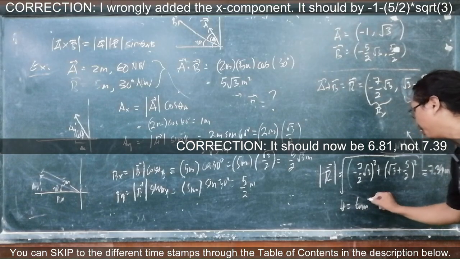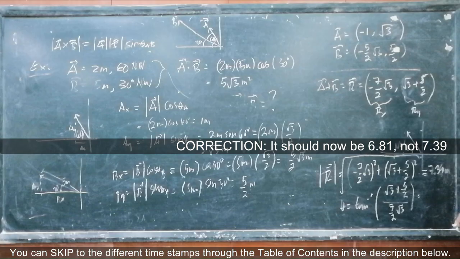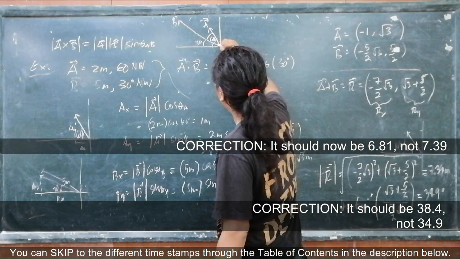Theta is tangent inverse of y over x because, okay, so this is square root of 3 plus 5 over 2 over, just with the negative because we now know our direction, 7 over 2 square root of 3. This is what? So, shift tangent, 34.9 degrees.